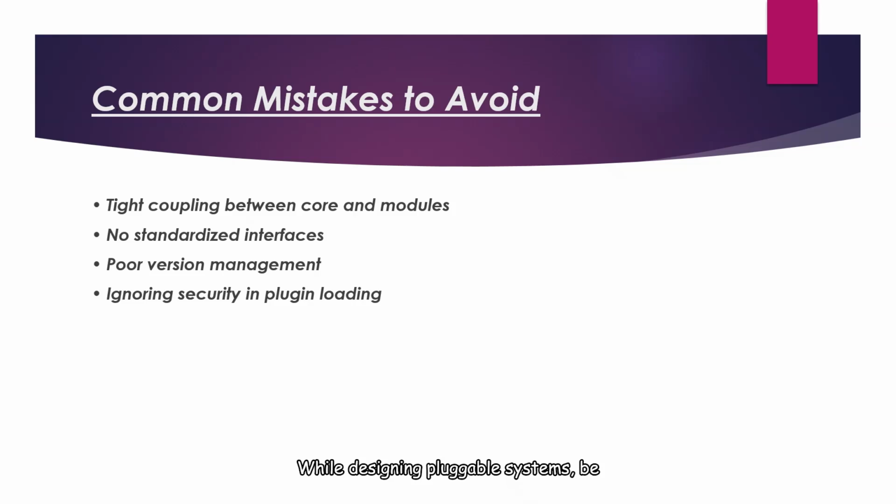While designing pluggable systems, be aware of some common mistakes. First, tight coupling. If your code is tightly tied to your modules, you lose flexibility. Second, poor interface design. Keep interfaces clean and consistent. Third, no version management. If you allow plugins, you must manage their versions to prevent incompatibility. And fourth, security risks. Especially when loading external plugins, always validate and sandbox them. Being mindful of these pitfalls will ensure your architecture remains robust and future-proof.